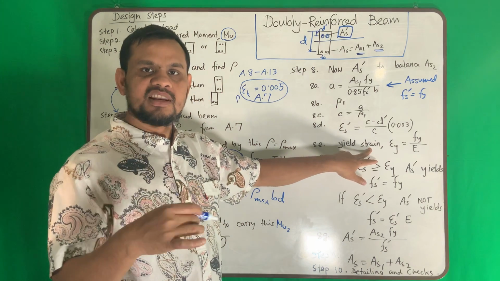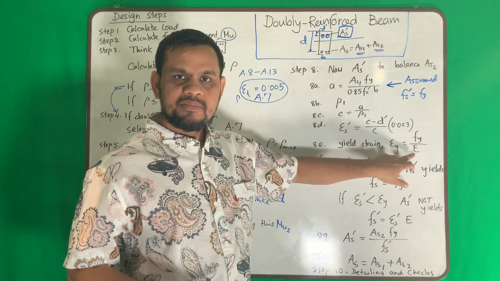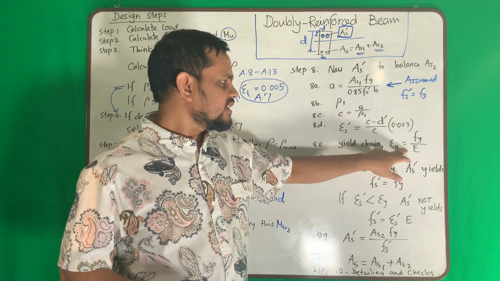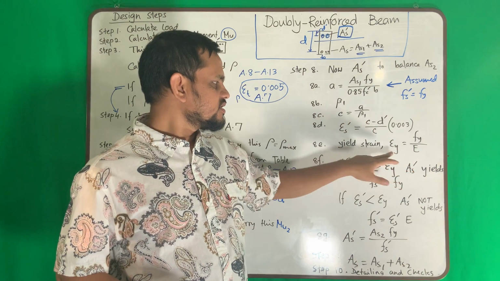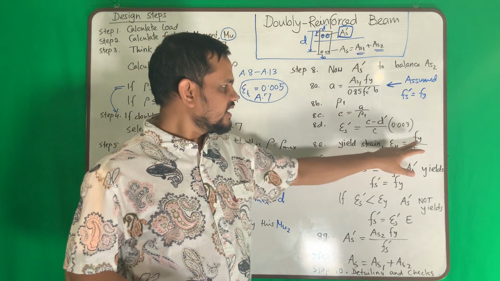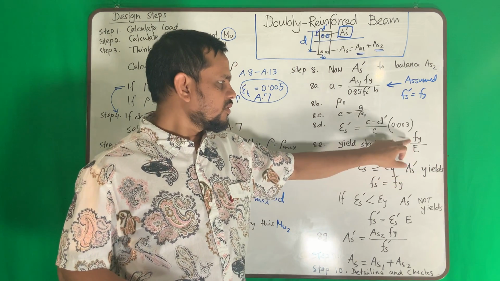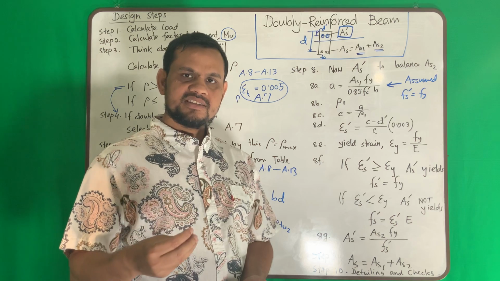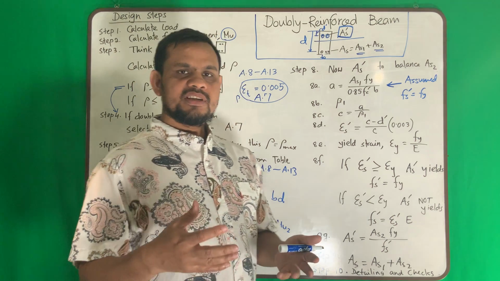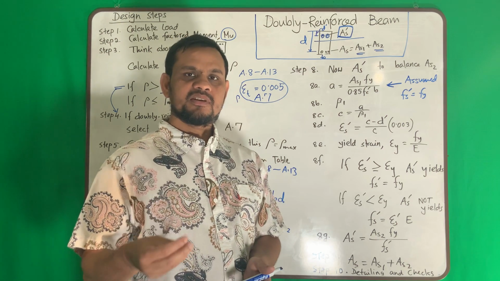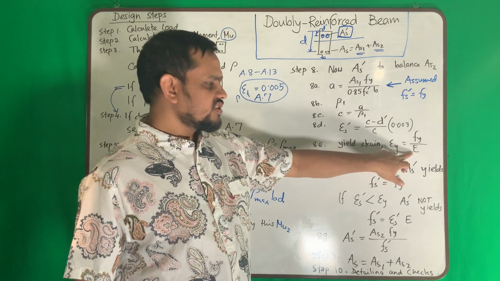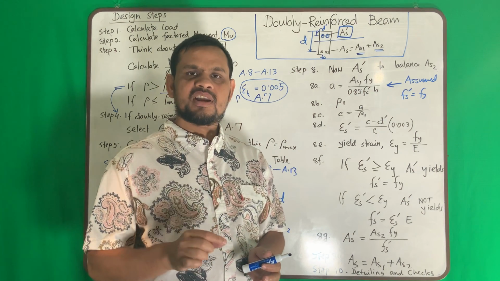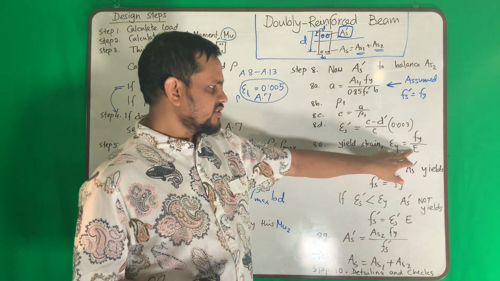What is the yield strain of the steel I am using? Yield strain is yield stress divided by modulus of elasticity. We know this equation from our strength of materials class: strain equals stress over modulus of elasticity. Here y means yield. What is your yield stress? Whatever material you are using. If you are using grade 60 steel, your yield stress is 60,000 psi. If your steel is grade 40, then yield stress is 40,000 psi. What is your modulus of elasticity? For steel material, it is always 29,000 ksi. So this value is known.